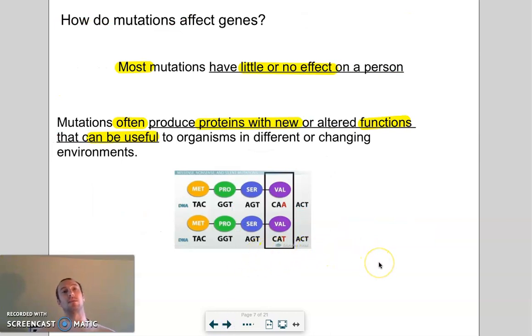Okay, so again, many mutations have little to no effect on a person. They're happening in your cells all the time for all kinds of reasons. And we'll get into what some things are that can cause mutations. But they can produce proteins with new or altered functions, which can be useful. So in fact, a lot of mutations have no effect or may even be useful.